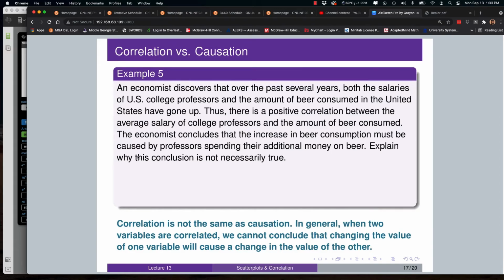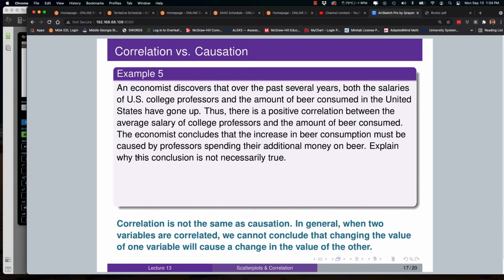In general, when two variables are correlated, we can't always conclude that changing the value of one variable will cause the true change in the other variable. Mathematically, that may happen from the data we have, but it doesn't mean that one truly causes the other. And so don't conflate correlation and causation. They're not the same thing. Just because things are correlated doesn't mean one causes the other.